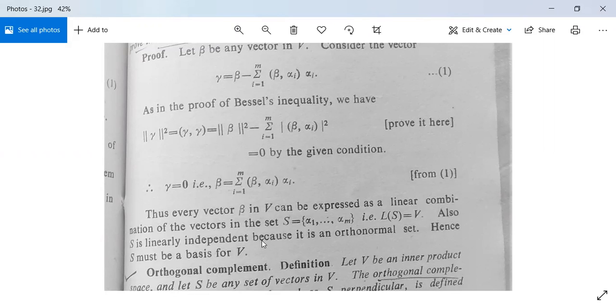Also S is linearly independent. S linearly independent है क्यों? Because it is an orthonormal set. ऊपर हमें दिया हुआ है. Hence क्योंकि ये linearly independent है और LS is equal to V, hence S must be a basis for V. So this corollary is complete.